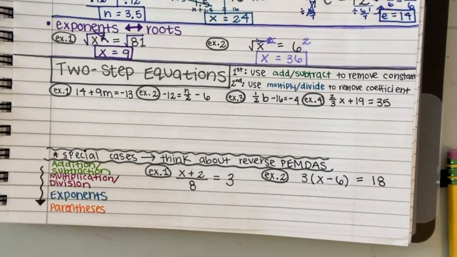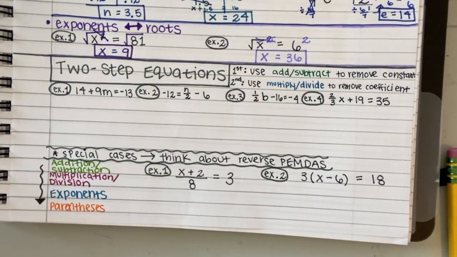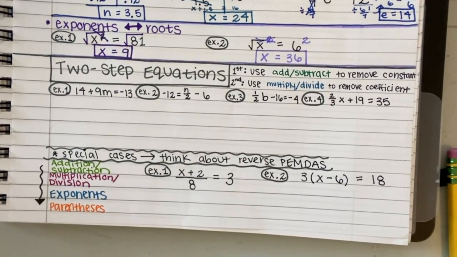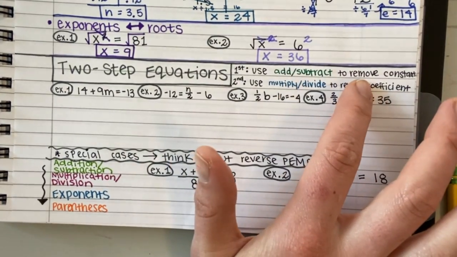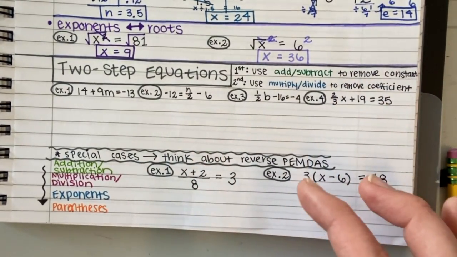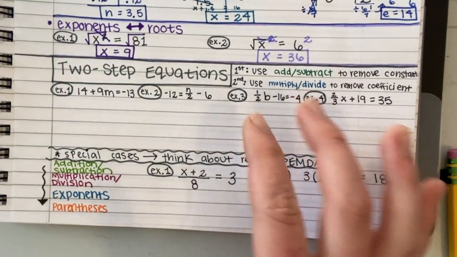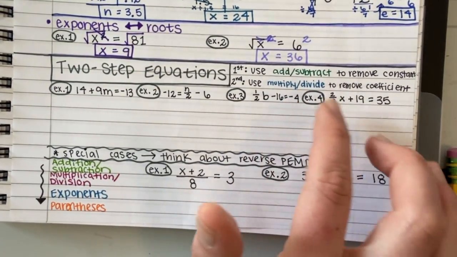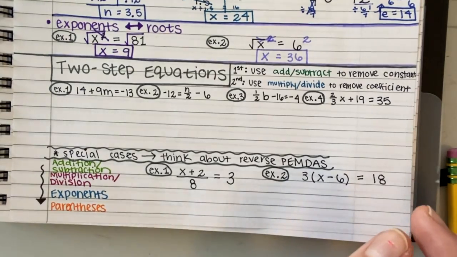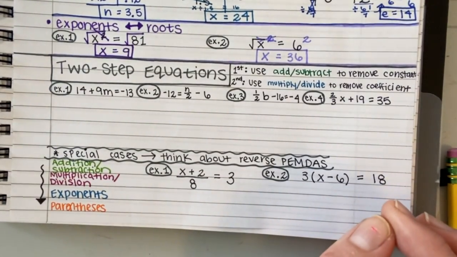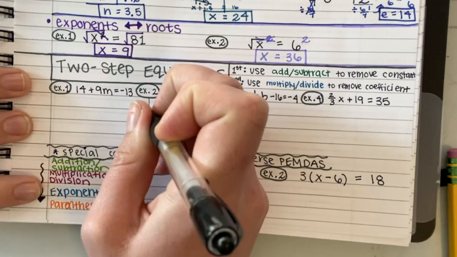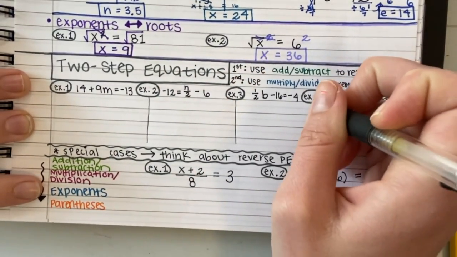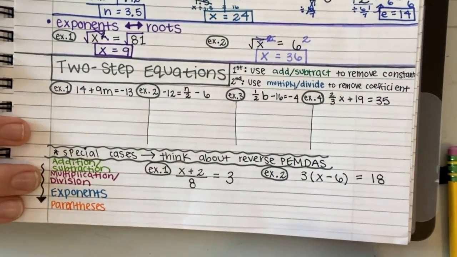Lastly, we are going to look at two-step equations. Typically when we think about two-step equations, first, we use addition and subtraction to get rid of the constant that's on the side with our variable. And then second, we use multiplication or division to remove the coefficient that's directly attached to our variable. More often than not, this is the process we will use. I'm going to separate these a little bit with my pen, and then we're going to just work through them.